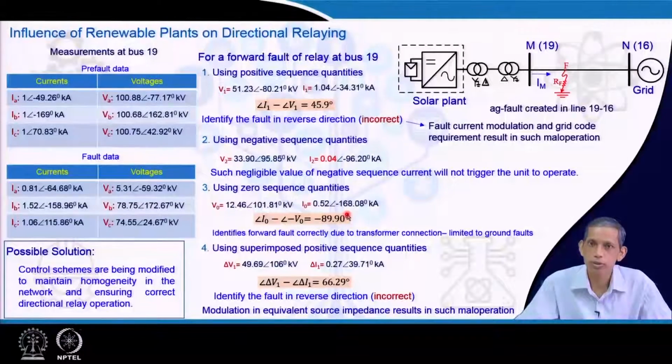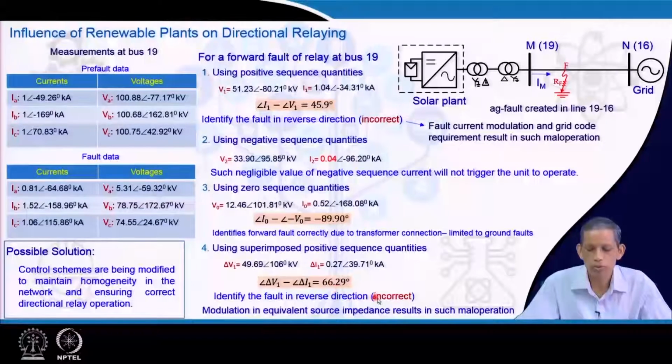So, therefore, the zero sequence current based approach of fault classification will hold good, but mind that this is limited to only ground faults. Using superimposed phase sequence quantities, we know that the corresponding positive sequence currents get modulated, as we have already seen. So, if you look back, from this fault data we get the superimposed quantities delta V1 and delta I1. Then angle of delta V1 minus angle of delta I1 comes out to be 66.29 degrees, positive.